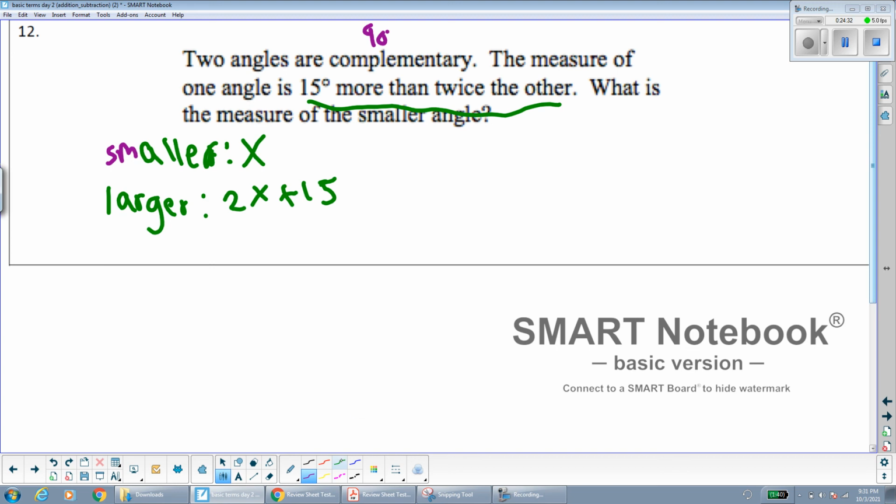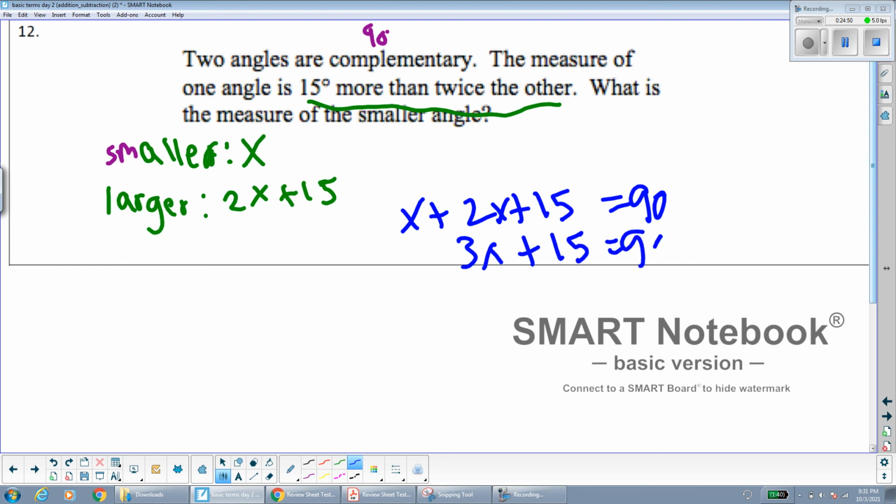Now, all I need to do is set up my equation that says the smaller angle plus the larger angle should equal 90 degrees. So we have x plus 2x plus 15. Add up both of those angles. Should be equal to 90 degrees. Combine like terms, we have 3x plus 15 is equal to 90. Subtract 15 on both sides. 3x is equal to 75.